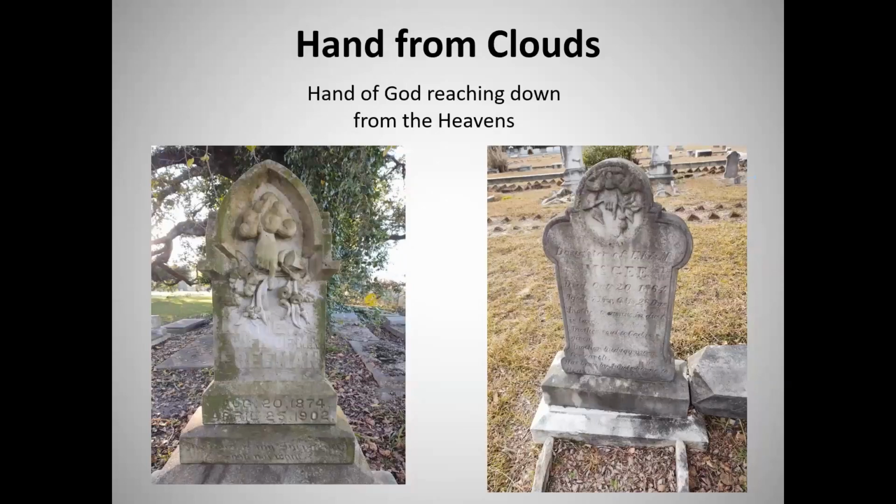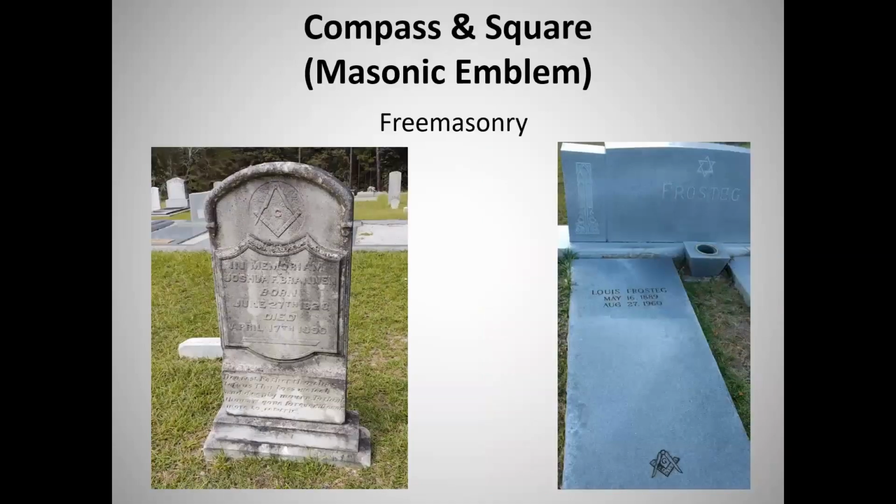If a hand is coming from the clouds, it's the hand of God reaching down from the heavens. This can also symbolize that the individual may have died suddenly and that they were not elderly. This has helped me in many cases where the stone was unreadable, but it gave me an indication of the person's age. A square and compass, which is the Masonic emblem, represents Freemasons.